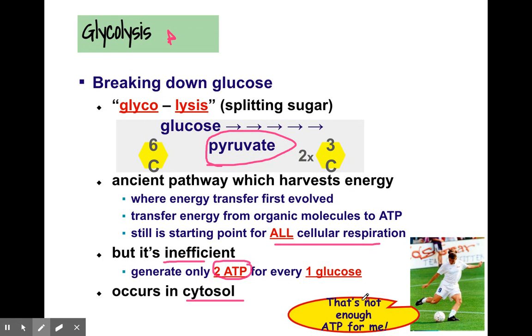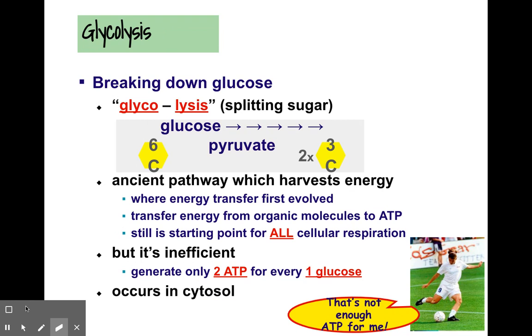Now, that's not enough ATP, as we see for specific players, such as an athletic player like the soccer player we see here. So glycolysis, like we said, is the very first step. It splits sugar into 2 pyruvate molecules, and it occurs in the cytosol, or the cytoplasm.